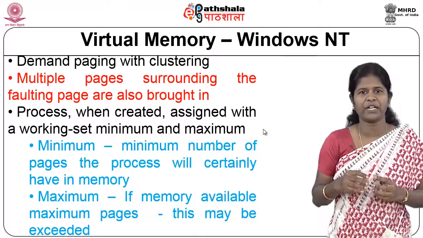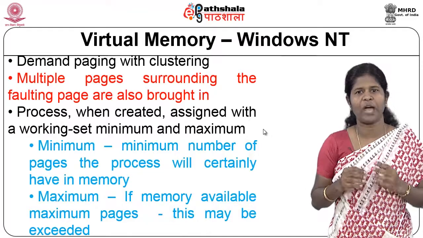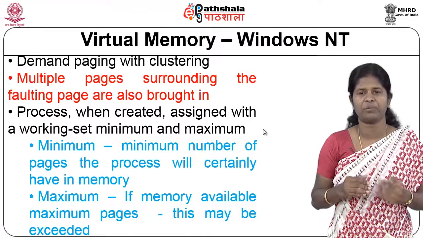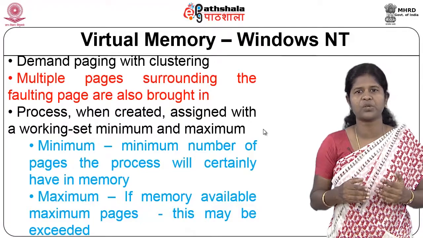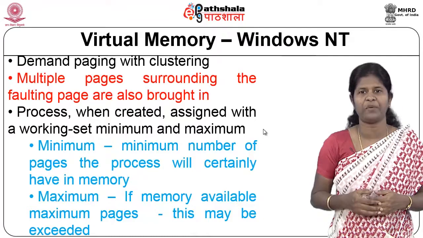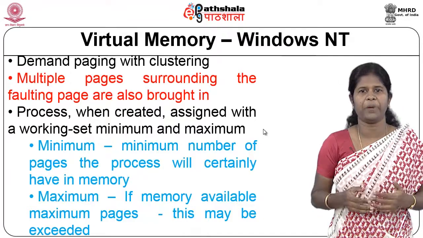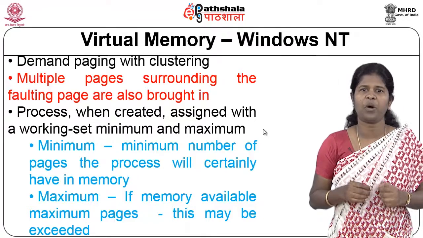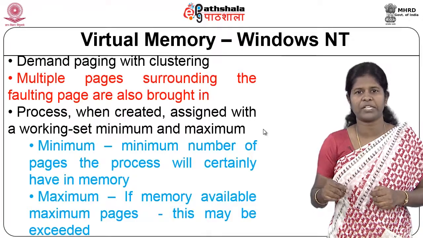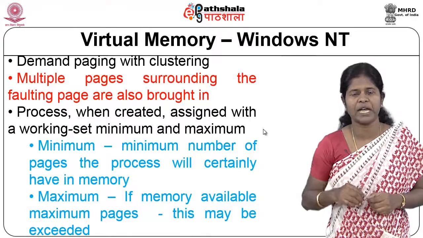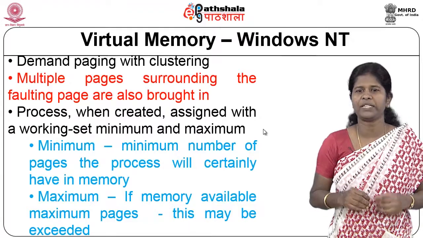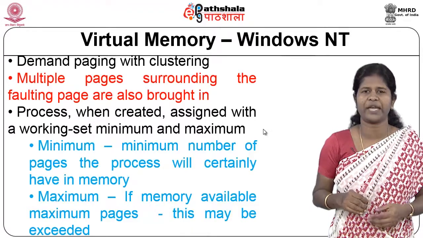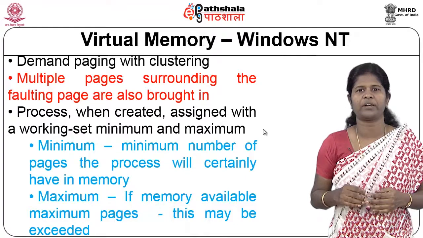So, what is the advantage of this? Suppose you have a page fault for page number 10, and the next memory reference is to page number 11. Then there will not be a page fault, because when there was a page fault for page number 10, you would have brought in page number 11 as well. Hence, a reference to page 11 finds it present in main memory itself.